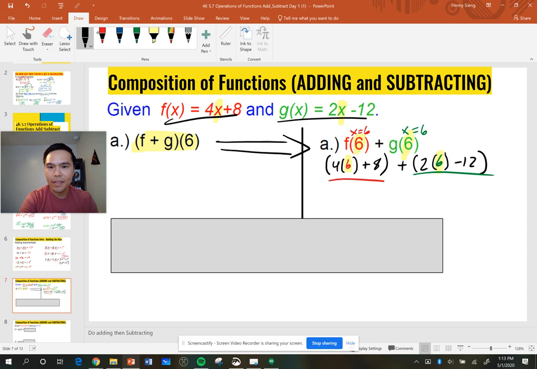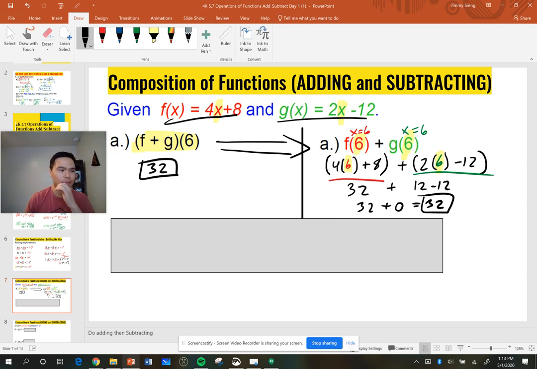I could simplify this to, well, 4 times 6 is 32, or no, it's 24 plus 8. That's 32. Plus 12 minus 12, which is 0. So I get 32 plus 0, and that answer is 32. And that is going to be the same answer as this side, the left side part, all right? So again, when I have this notation over here, basically you take your f function, your g function, you add them together. Don't forget the parentheses. You got to group them up, right? So this is where the parentheses matter.